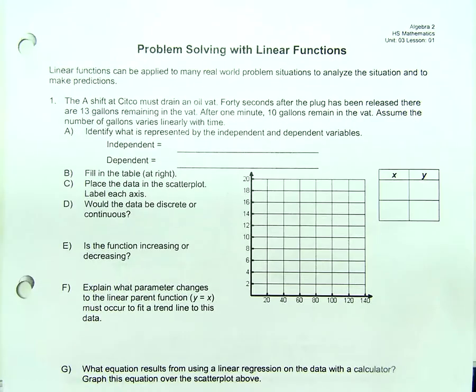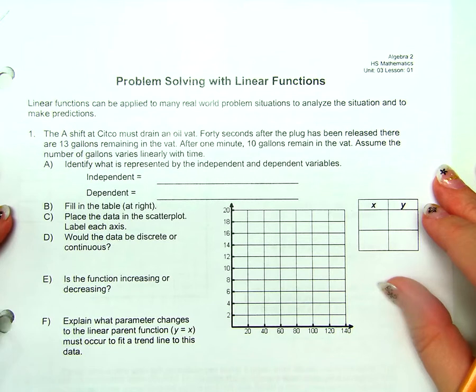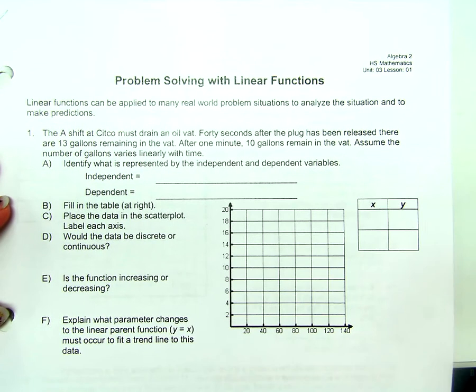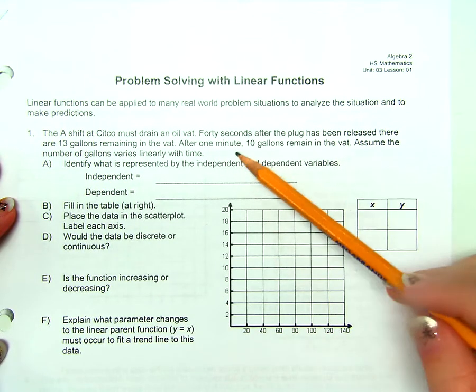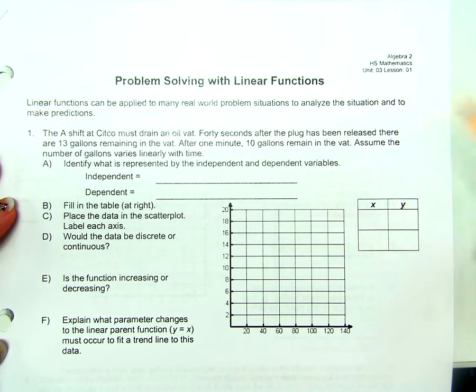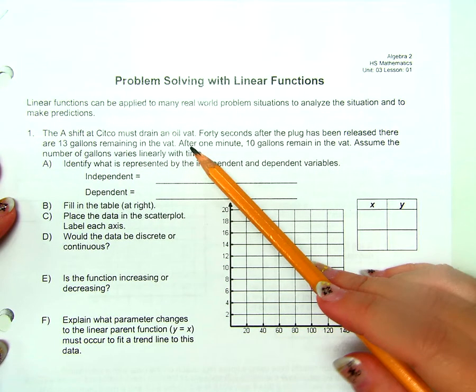So problem number 1. The A shift at Citco must drain an oil vat. 40 seconds after the plug has been released, there are 13 gallons remaining in the vat. After 1 minute, 10 gallons remain in the vat. Assume the number of gallons varies linearly with time.